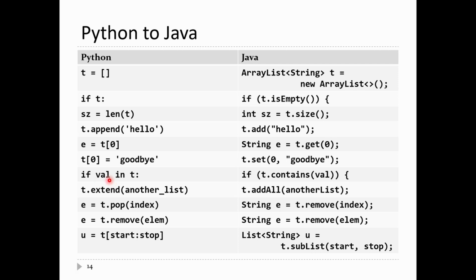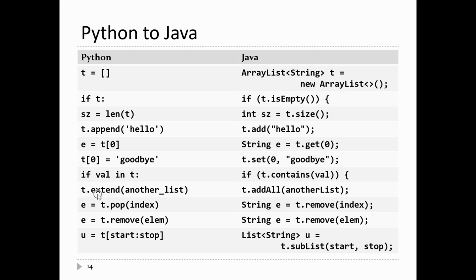Okay, to search a list in Python, you can just use in. So if some value is in t, do something with the list. To search a list in Java, the method is called contains. So does t contain that value? How does contains work? Well, it loops over all the elements of the list until it finds something equal to value. If it finds something equal to value, then it returns true. If it visits all the elements in the list and doesn't find something equal to value, it returns false.